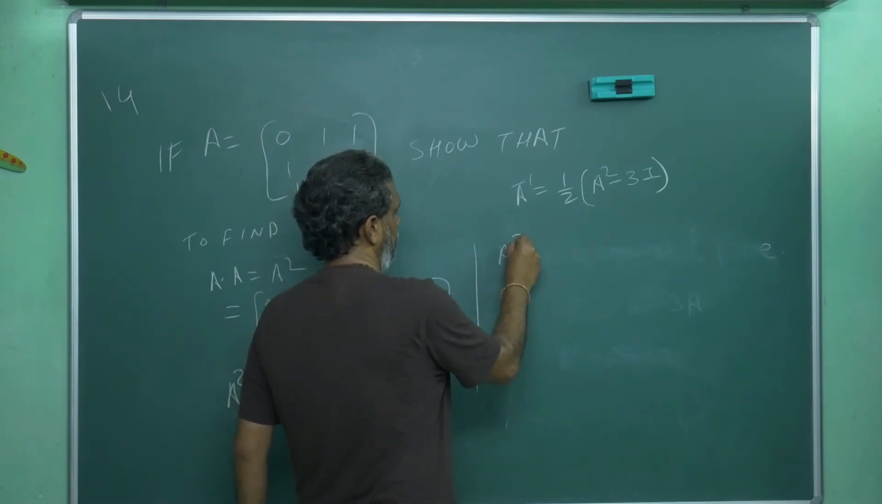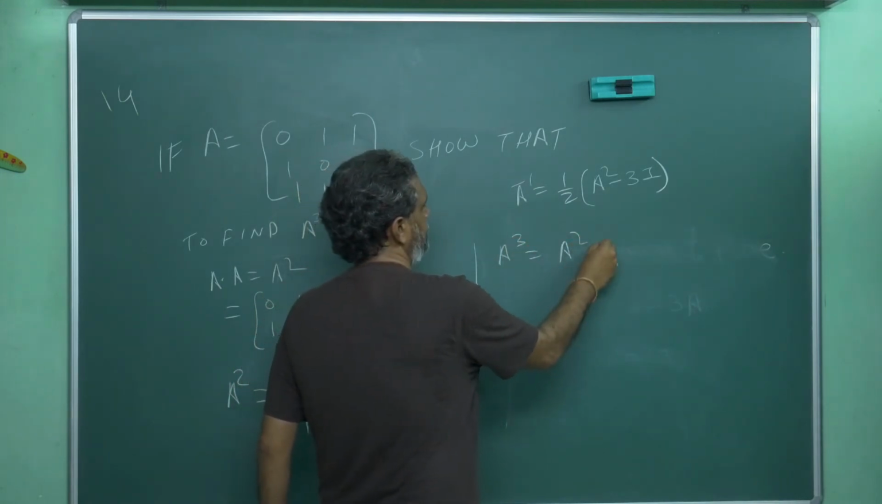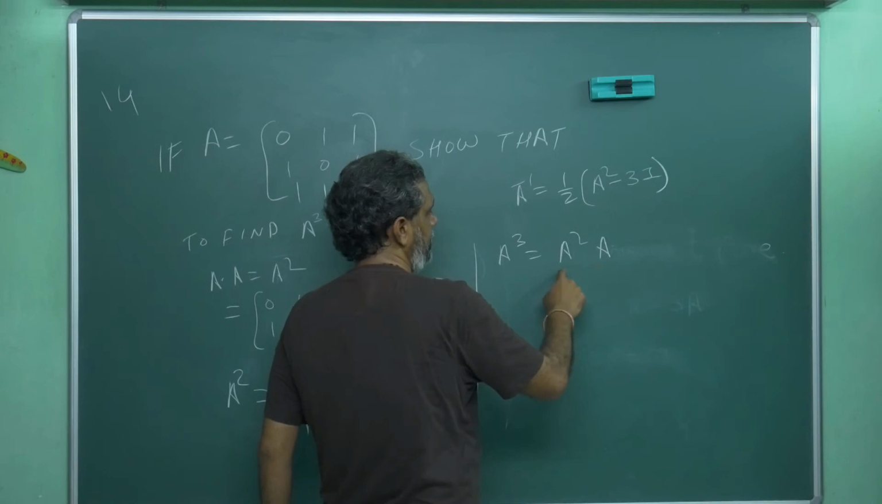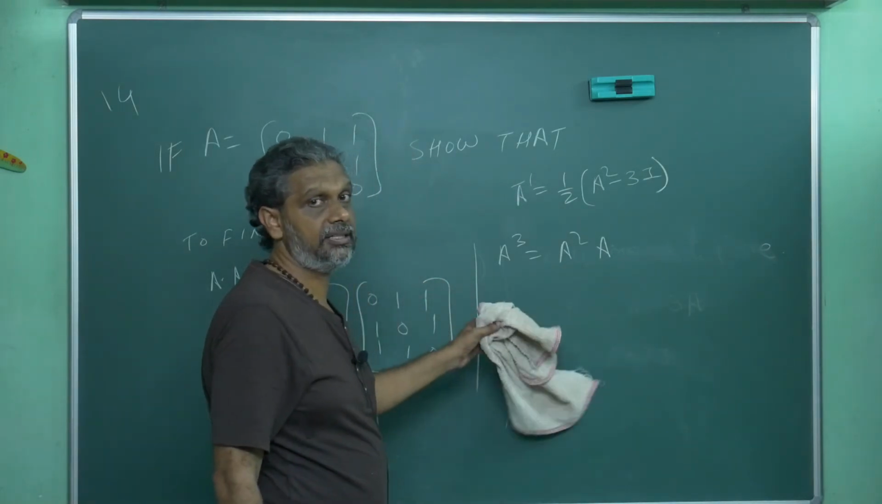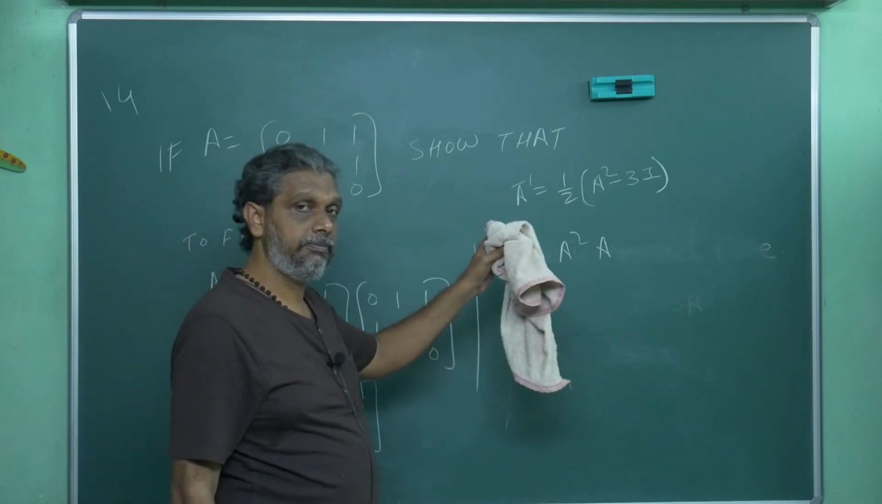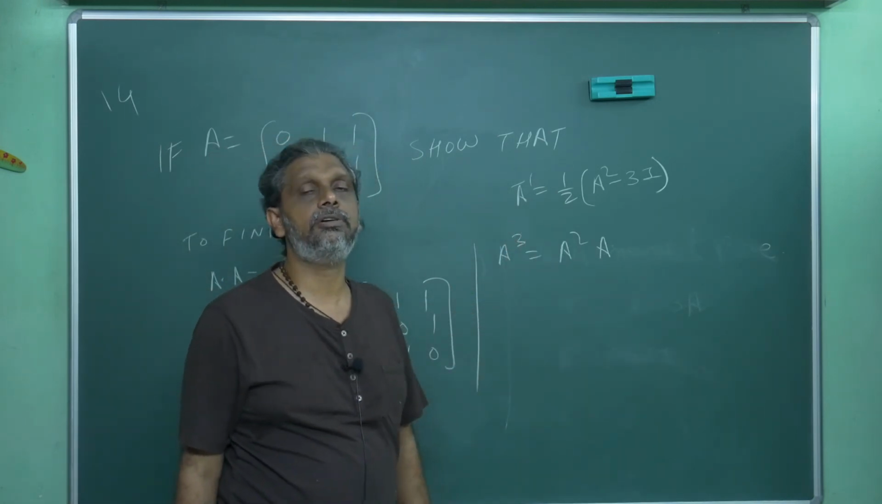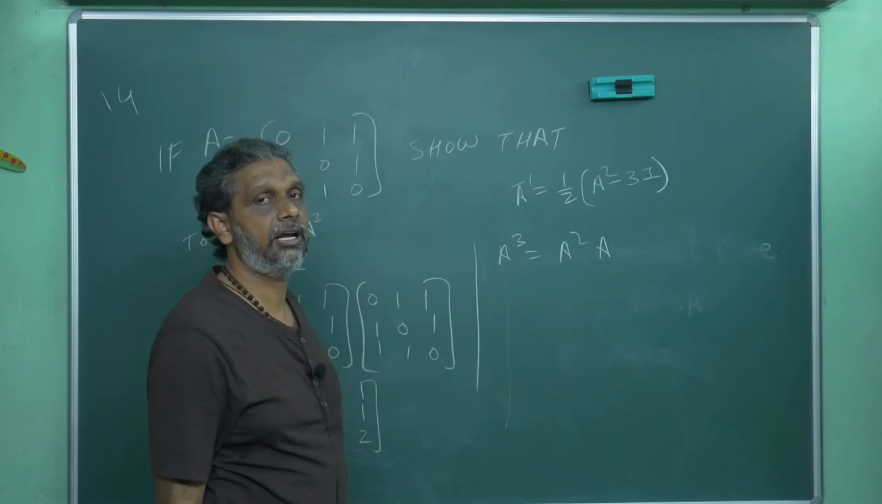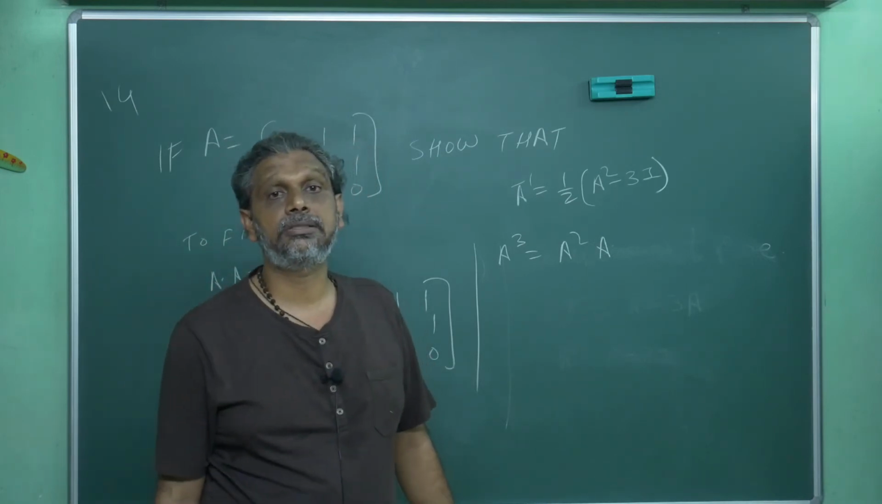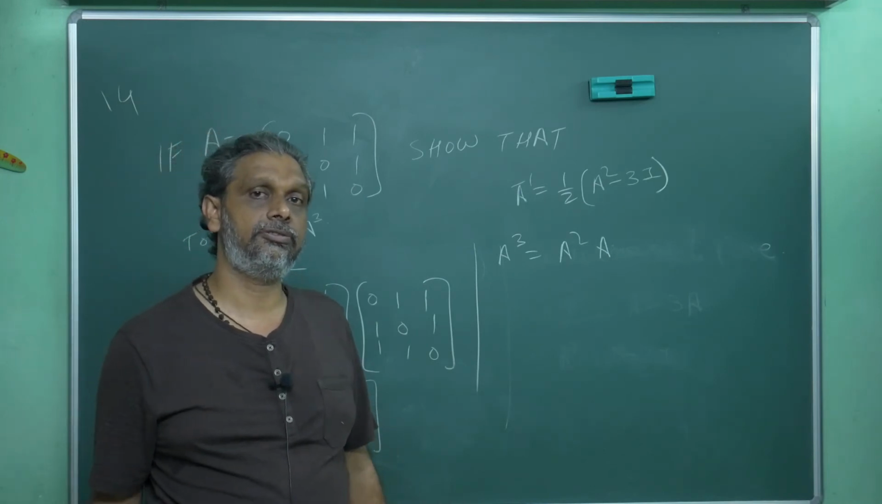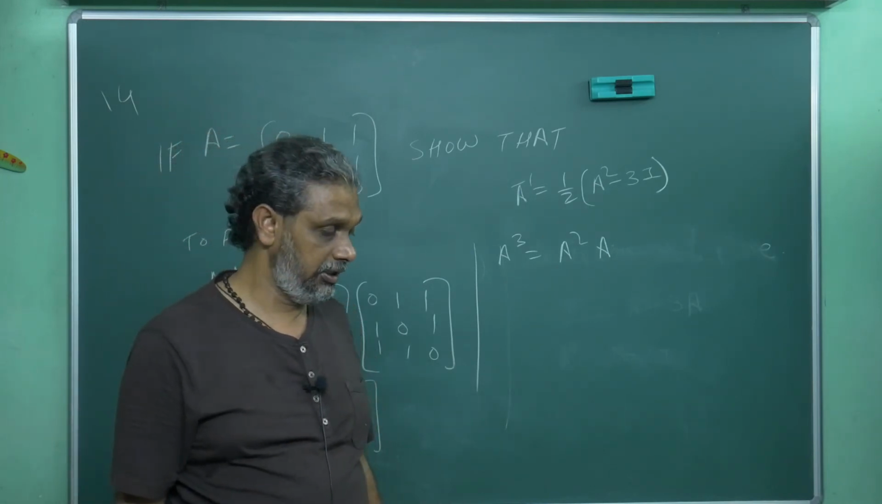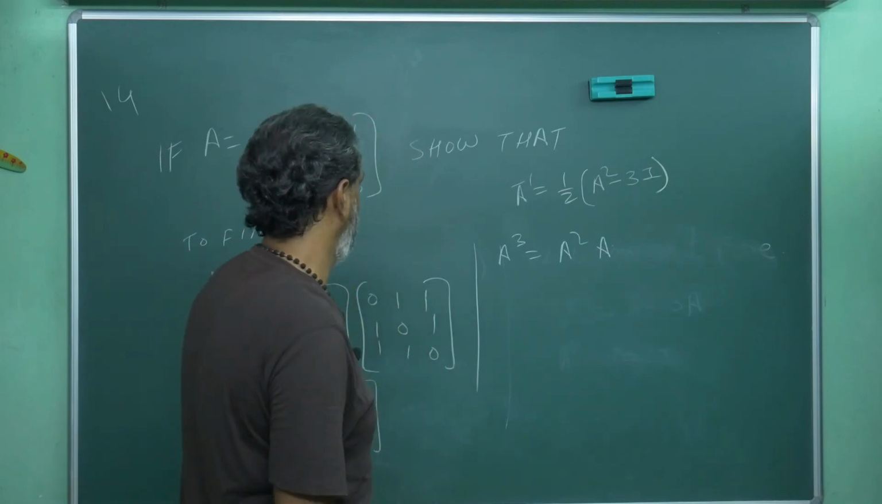Now A cube is equal to A square into A. If you want A into A square, first write A, then A square. Anyway you will get your answer, but if you don't follow the order of multiplication, that is totally wrong, 100% wrong. Immediately they will ask, who is your maths master, what is your maths teacher's name? Like this they will scold your teacher. So don't get your teacher scolded.